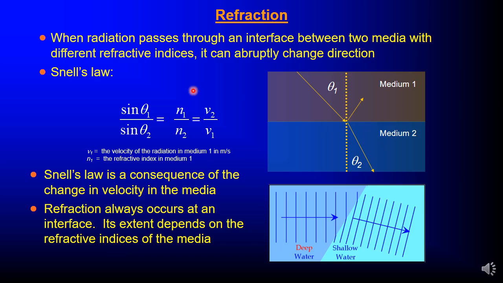We can actually work out the refractive index, or what we call the velocity of that particular light, by using Snell's formula. Snell's law is a consequence of change in velocity in the media. So refraction always occurs at an interface. Its extent depends on the refractive indices of the media.